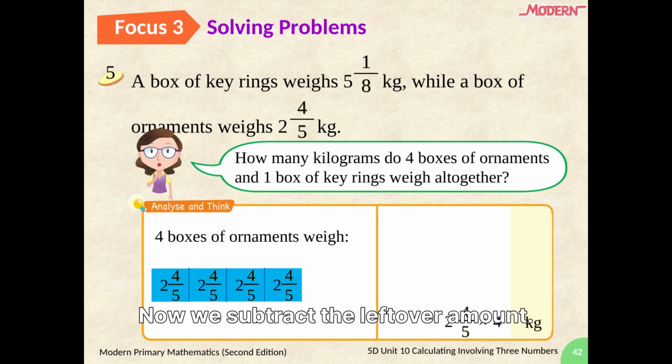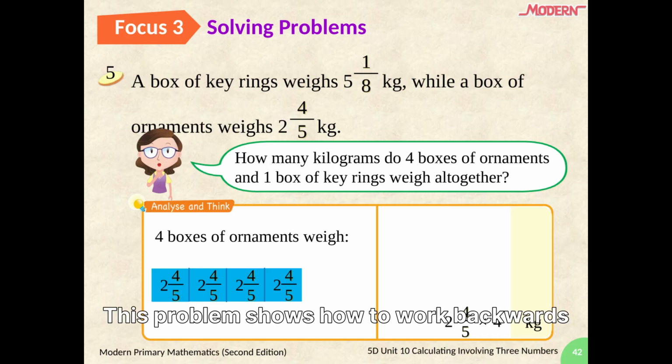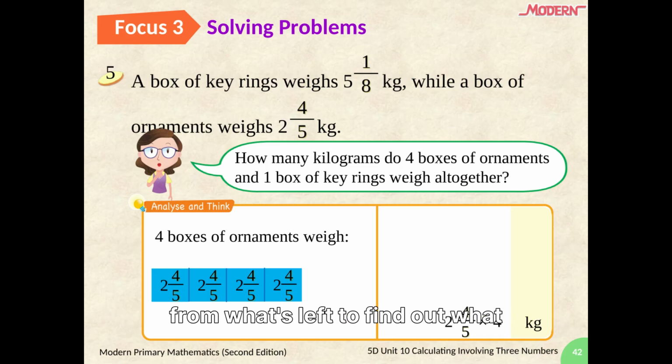Now we subtract the leftover amount, 12 and 1/2 minus 3 and 2/5. Find a common denominator of 10. That's 12 and 5/10 minus 3 and 4/10. The answer is 9 and 1/10 liters used. This problem shows how to work backwards from what's left to find out what was used. You're becoming a real math detective.